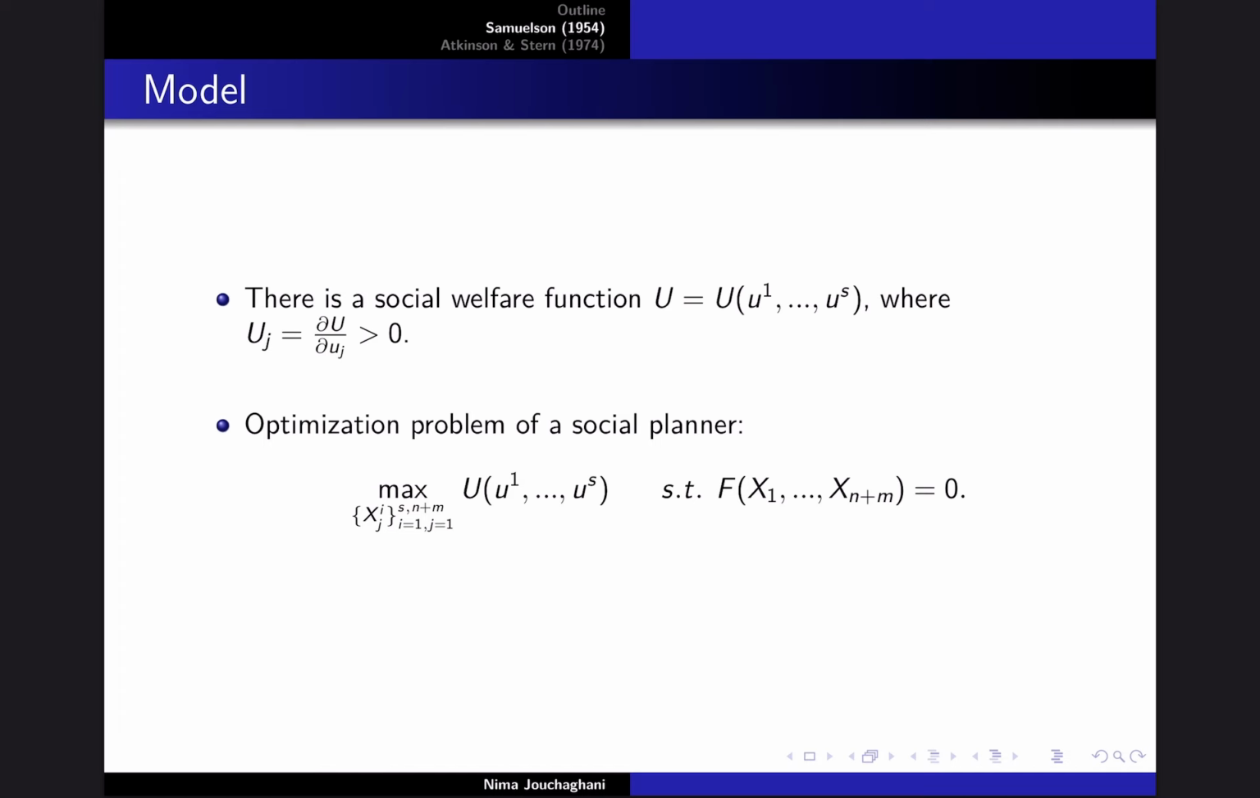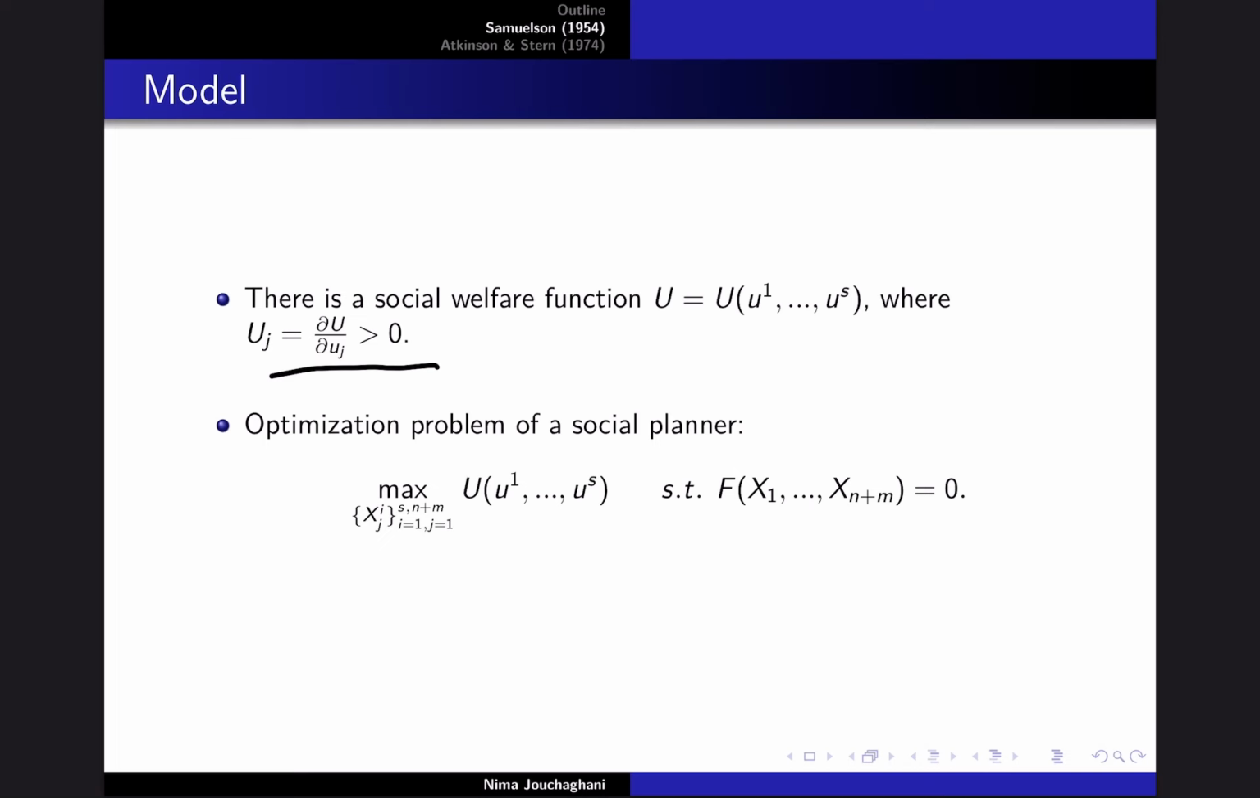So there is also a social welfare function, which is denoted by capital U, and this maps from the utilities of the individuals, so the individual utilities, into a real number, which is then representing the social welfare utility that, for instance, a social planner derives from the utility of the consumers. And the only assumption which is made here in the paper is that the marginal social utility is strictly increasing in the utility of the individuals in the economy.